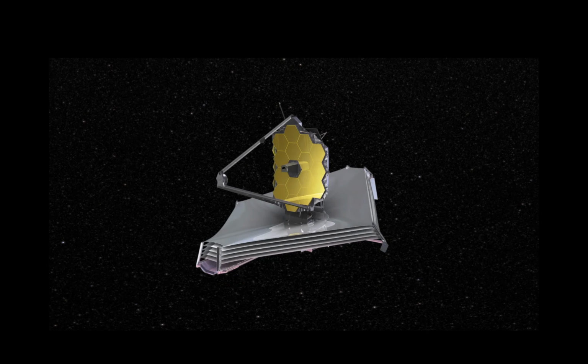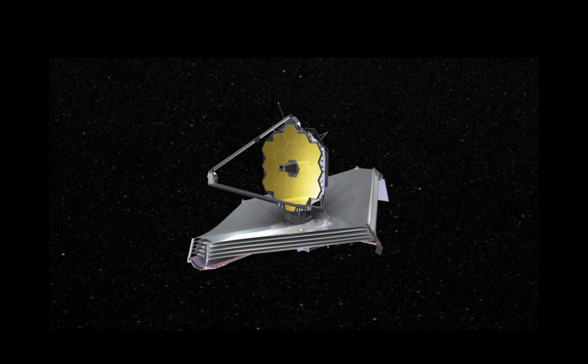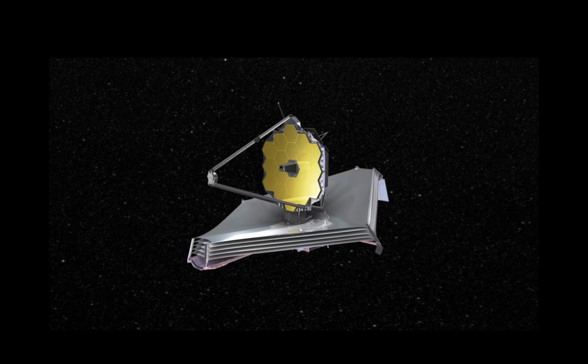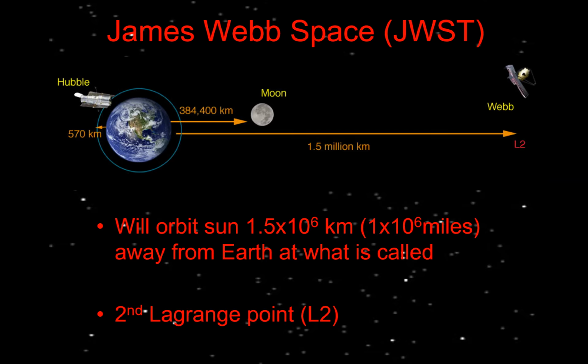There we go. Mirrors in place, ready to observe. And this spacecraft is being sent a long way out. This is going out to what we call the Lagrange point, L2, a stable point in the orbit of the Earth during its cycle around the Sun.